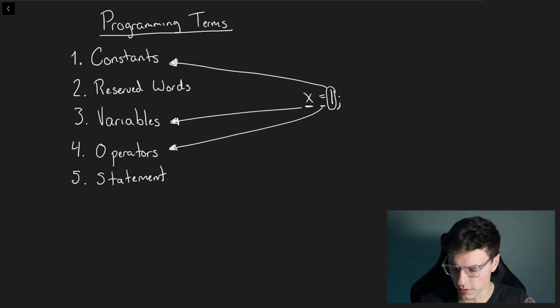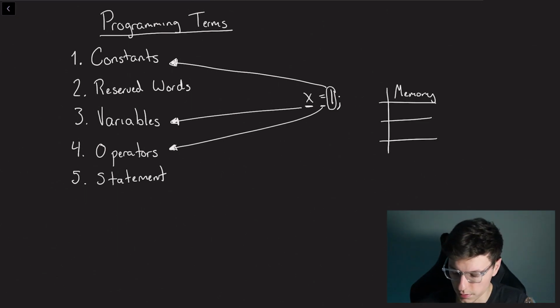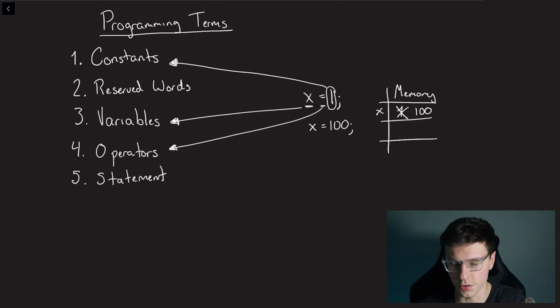What this does, it takes a piece of memory and it defines this piece of memory as X. And then in here, adds the number 1. Now in the next line of code, if we have X equals 100, it deletes the previous value that was stored in X and replaces it with the new 100 value.